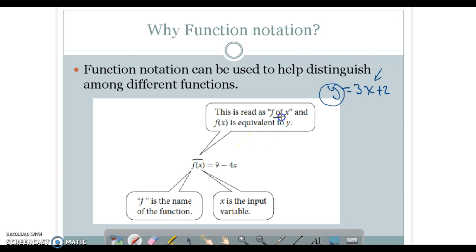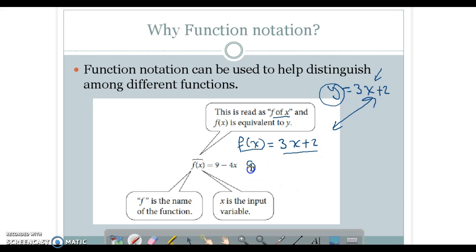This is read f of x. So f of x equals 3x plus 2. No different really than y equals 3x plus 2, but because it's in function notation, we're just saying the value of the function is generated by using this equation right here.